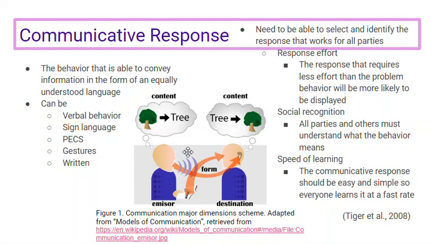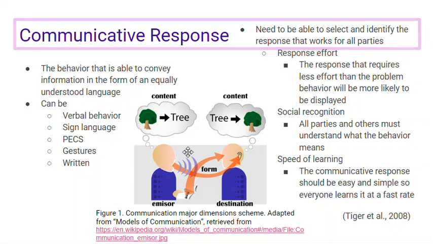Their communicative response needs to work for all parties. And what this means is that we need to consider the response effort, which is the response that requires the least amount of effort compared to the problem behavior, because the problem behavior is occurring because it is easier for that individual than a separate behavior that's more appropriate. So the desired response, or the communicative response, needs to require less effort to have a higher chance of being displayed.